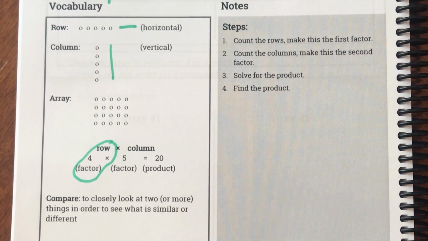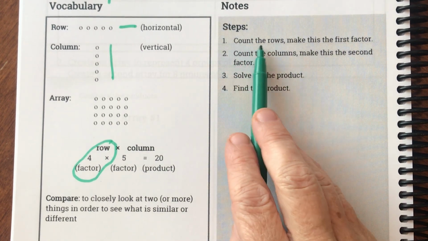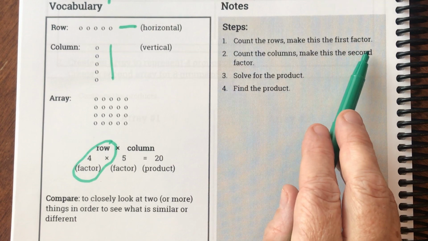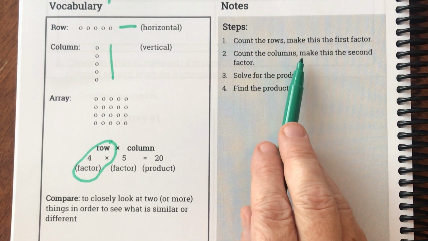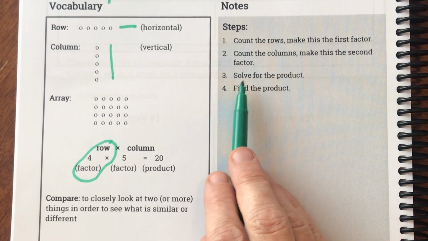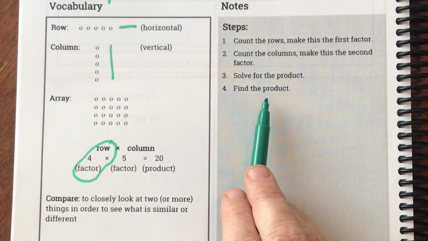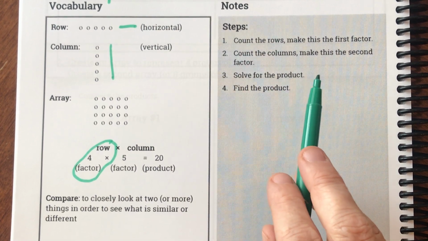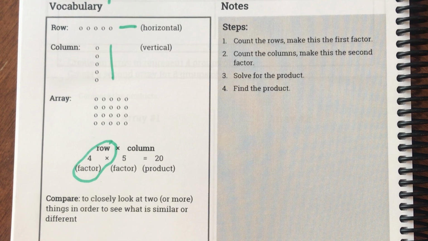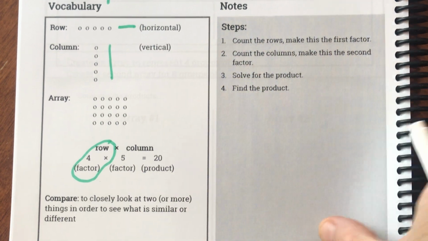Okay. So what we're going to be doing today is they're going to provide us some of the arrays. So that's why it says count the rows to make this the first factor, count the columns to make this the second factor, solve for the product and find the product. In our last video, we actually made the arrays. Now we're going to be given some arrays and seeing if we can make equations from them. Okay, so I'm going to get started, friends, on mine. If you want to put down your pencil and watch me.